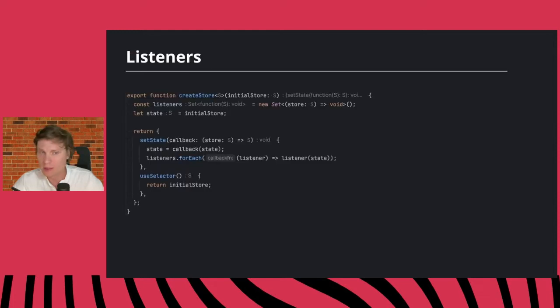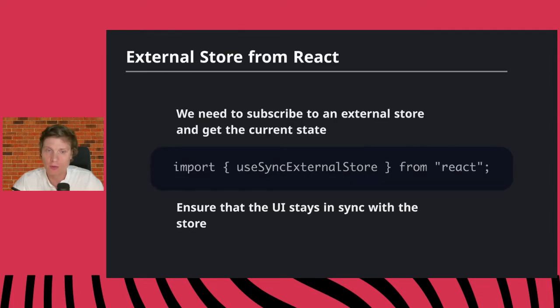How it works, I will show later. For now, let's step into the useSyncExternalStore hook, which React provides to us from version 18. You need to subscribe to the external store and get the current state. The useSyncExternalStore hook works with a subscriber, a snapshot, and getting the snapshot. So we need to ensure that the UI stays in sync with the store.